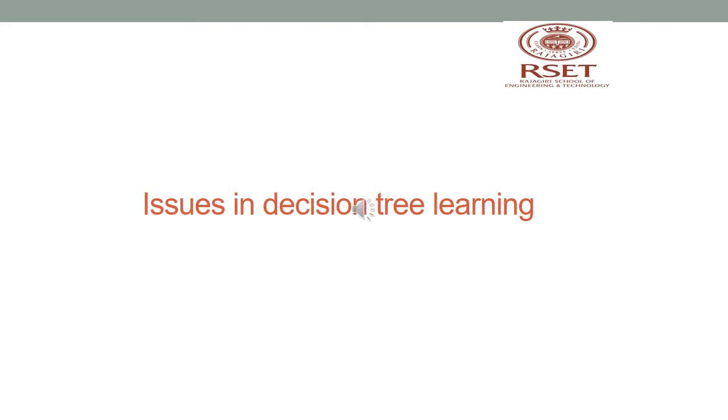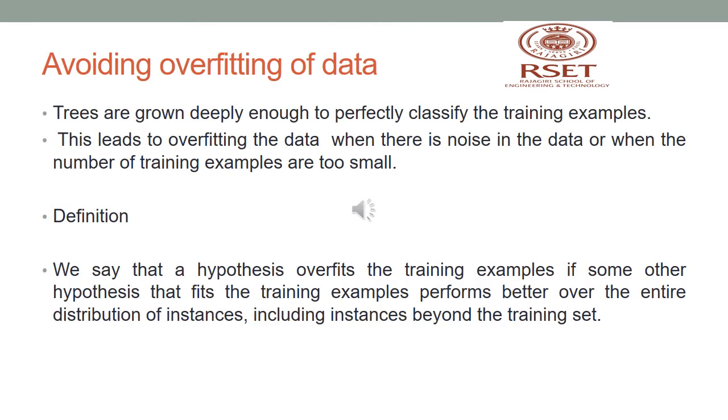Next I'm going to explain the general issues in decision tree learning. It can be any method, whether you are using CART or C4.5 or ID3. What are the common issues in decision tree learning? One of the main problems is overfitting. Trees are grown deeply enough to perfectly classify the training examples, so definitely this leads to overfitting the data, especially when there is noise in the data or when the number of training examples is too small.